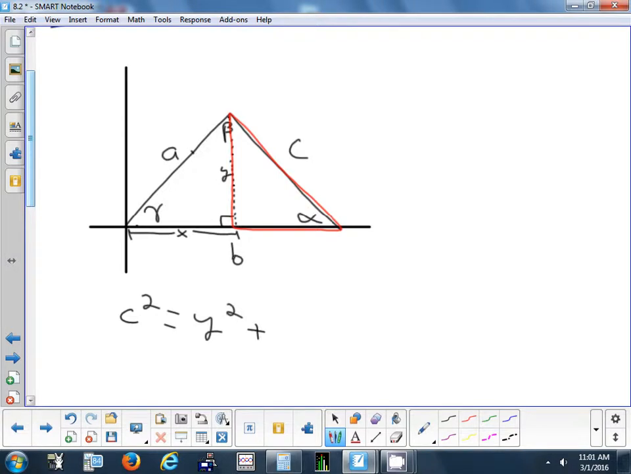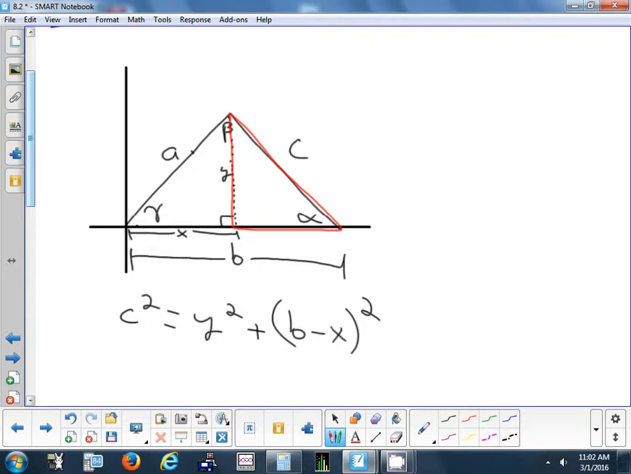plus, and this part's a little tricky, but I think we can figure it out. What's the base of that triangle in red? B minus x. Okay, B is the entire base. X is just the part on the left. So if you take the entire base, subtract the part on the left, you're left with the part on the right.